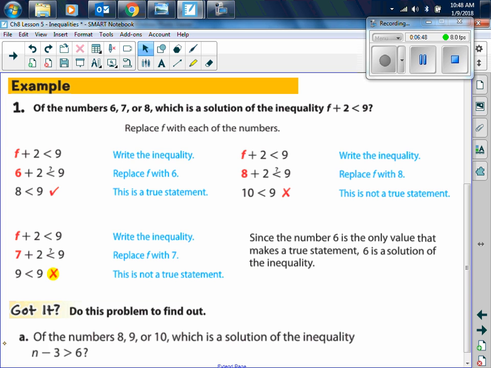So how about the last one? We're going to check 8. So here we're going to substitute 8 in for F. Okay? So we substitute. Now we simplify. 8 plus 2 is 10. Now we compare. 10 is less than 9. Is that a true statement? No. That is not a true statement. So 8 is not a solution. The only one here which is a solution is 6.